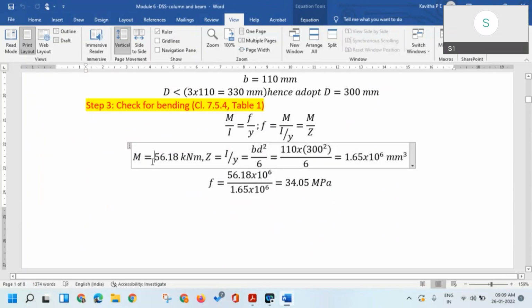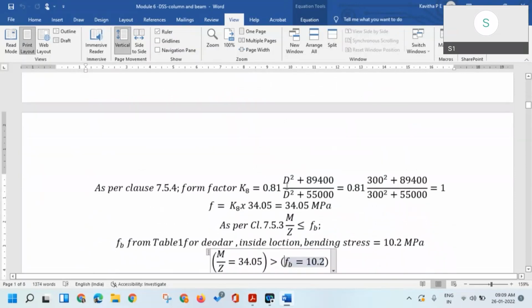Section here, the moment value is already calculated as 56.18, and the section modulus Z is equal to I by Y. I is BD cube by 12 and Y is D by 2. Therefore Z is BD square by 6. Now the bending stress can be calculated as M by Z, and that is 34.05.